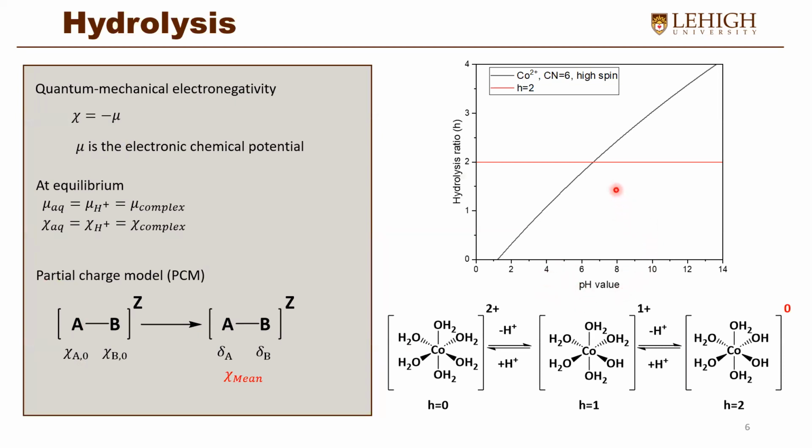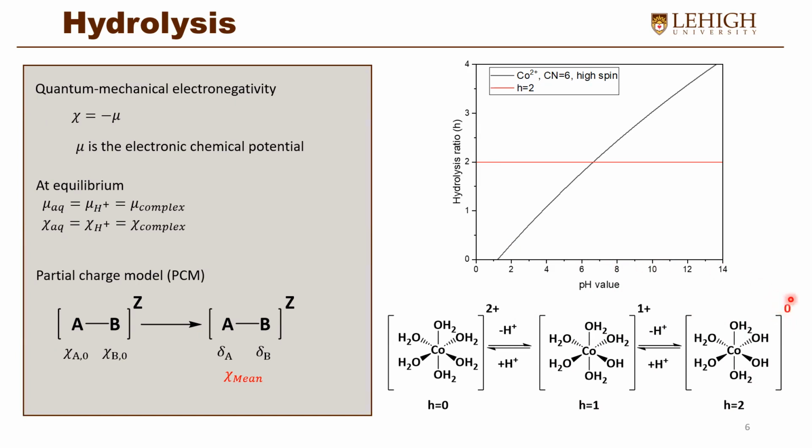How to use this diagram is interesting. We can just guess the pH 5 is here, so the hydrolysis ratio may be related to 1.5. That means at pH 5, the species should be equal to 1 and equal to 2. These two species balance. So using this diagram, we can easily know the hydrolysis species at a certain pH value, and that will affect the following condensation.